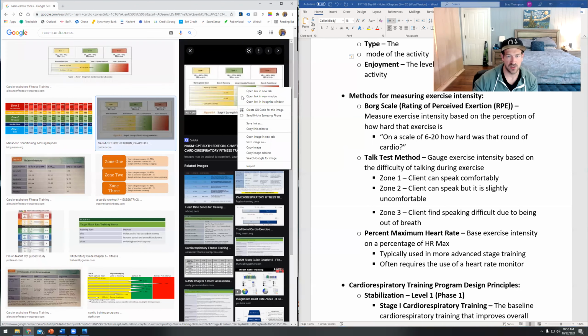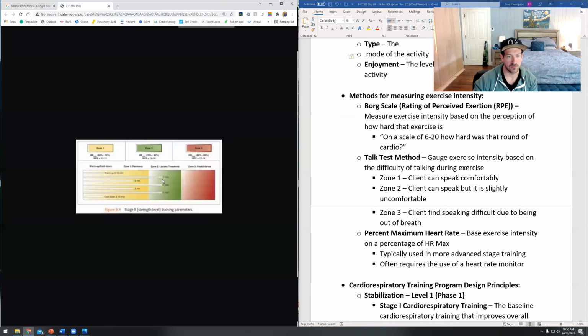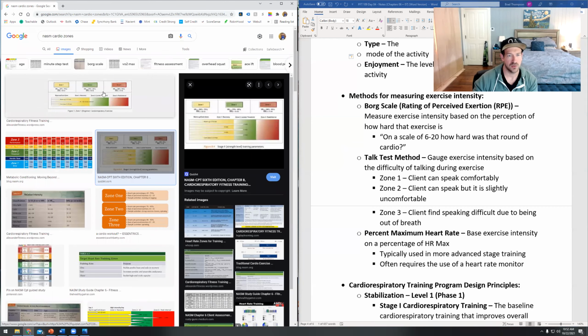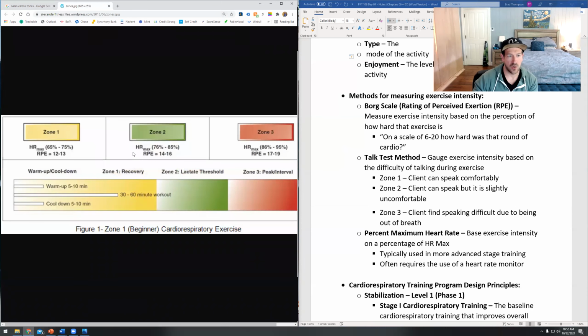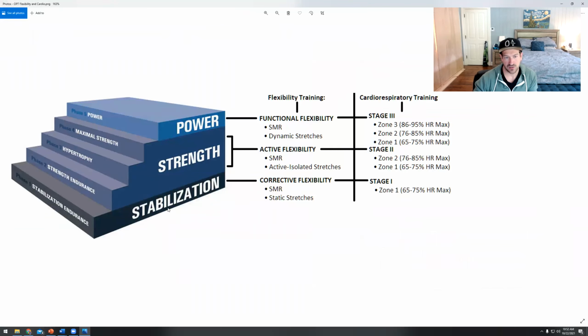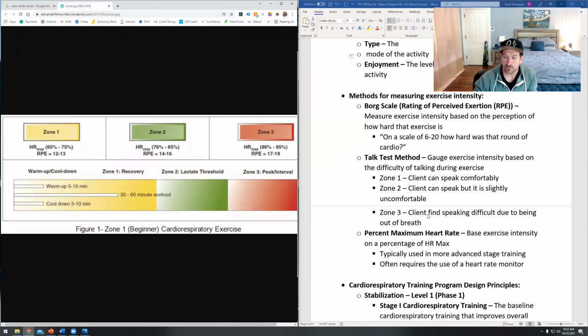This is the chart that's in your textbook. Generally, zone 1 is going to correspond with an RPE of about 12 to 13. You will notice clients in the stabilization level are pretty much only going to use zone 1. We'll talk about the stages here in just a moment.